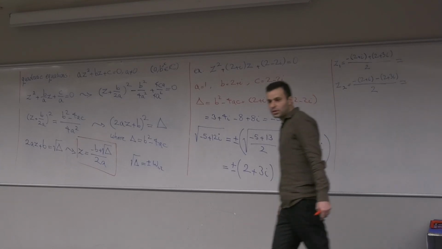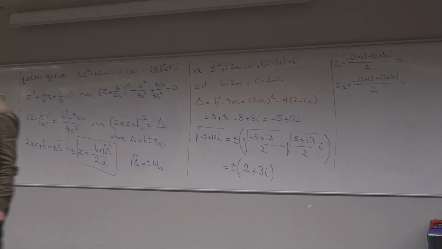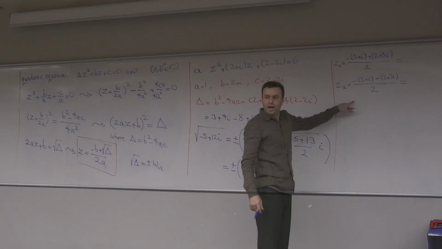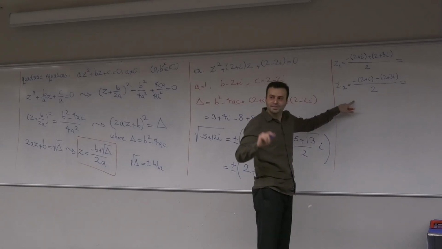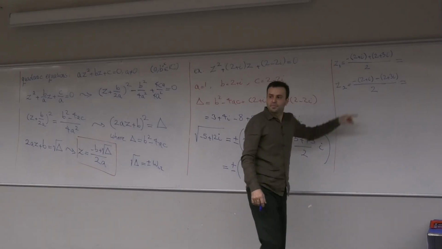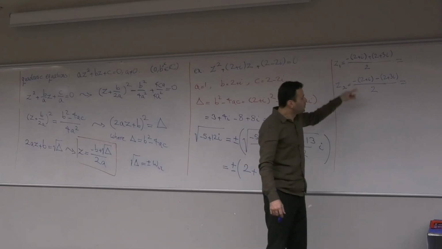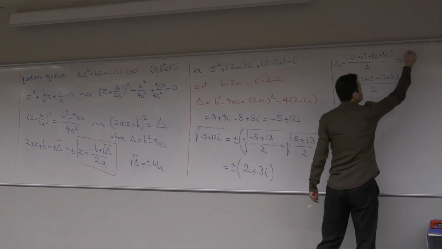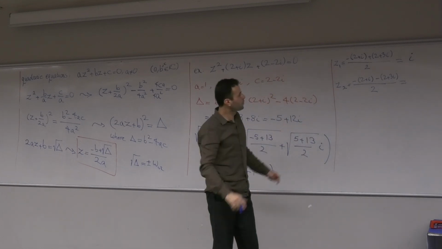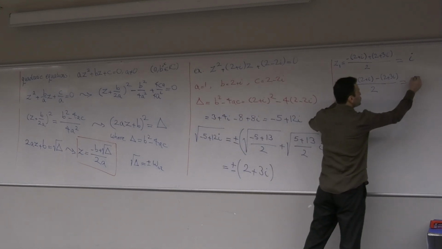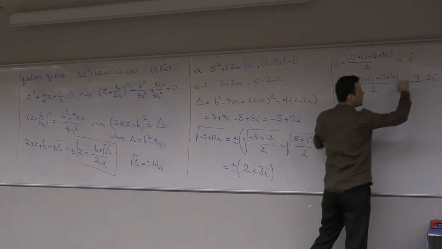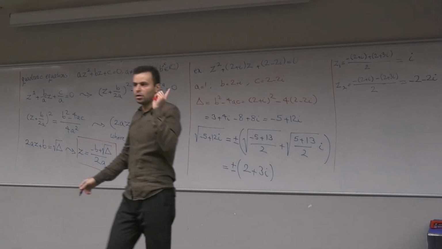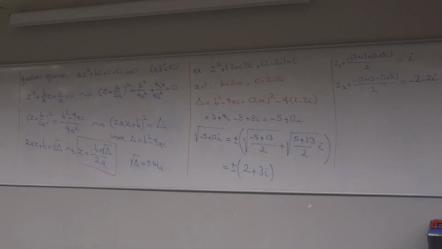Can you make the simplifications and let me know the solutions? First one is I. First one is I. Second one is minus 2 minus 2 times I. Do you agree with this?